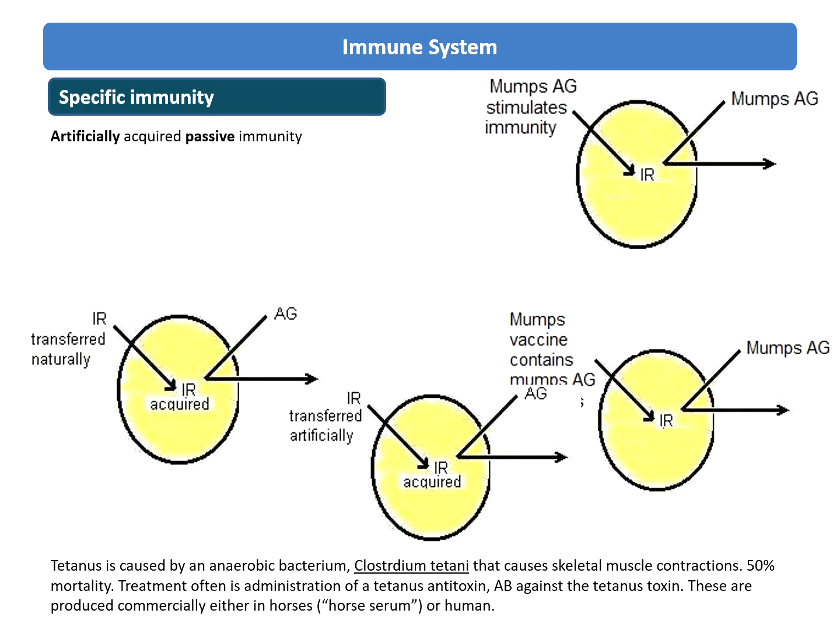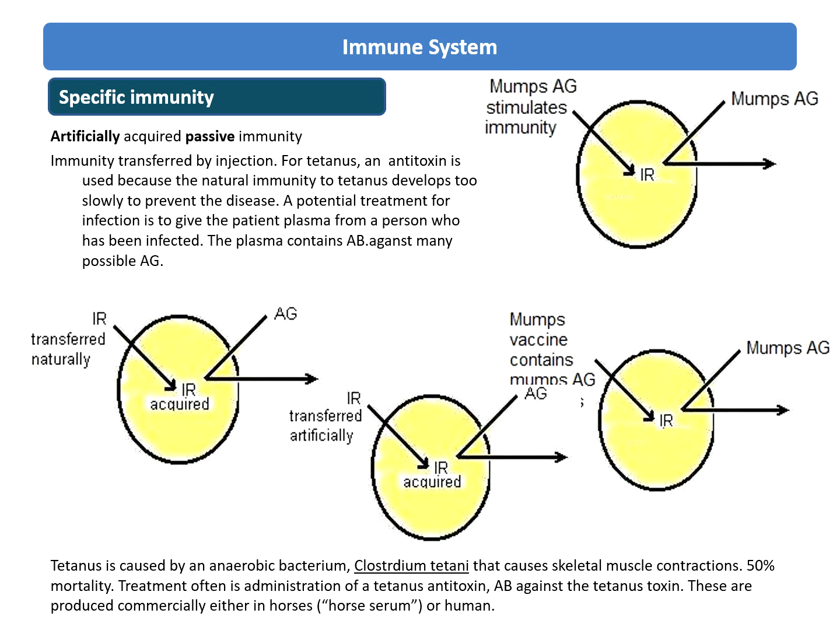Tetanus is caused by an anaerobic bacterium, Clostridium tetani. It causes skeletal muscle contraction, and it has a 50% mortality rate. Treatment is often the administration of a tetanus antitoxin containing antibodies against the tetanus toxin. These are produced commercially, either in horses, we call it horse serum, or in humans. So artificially acquired passive immunity is immunity that's transferred by injection.